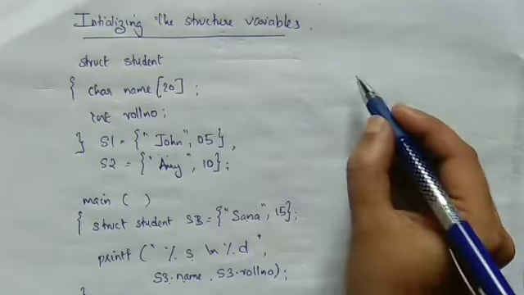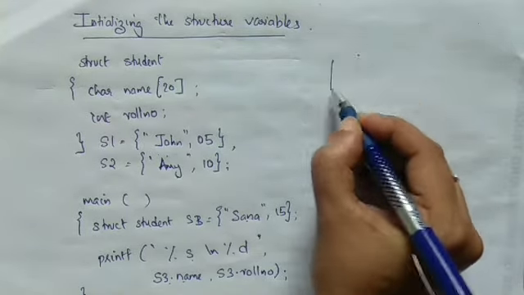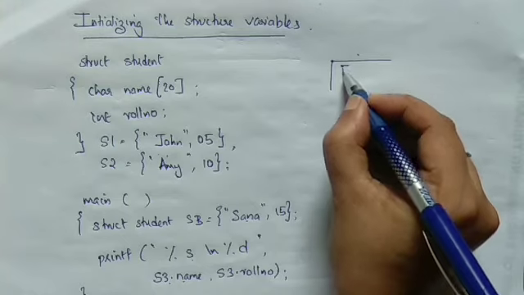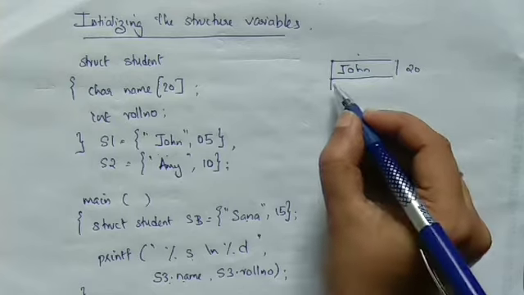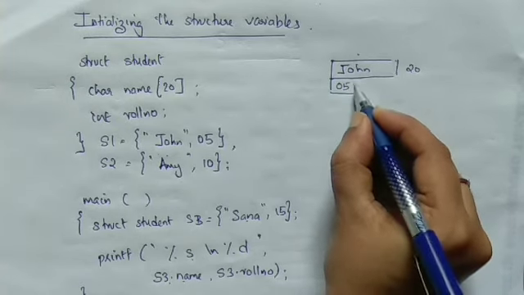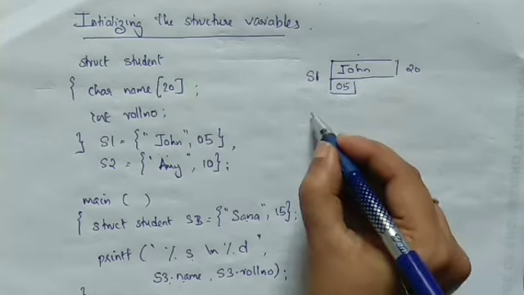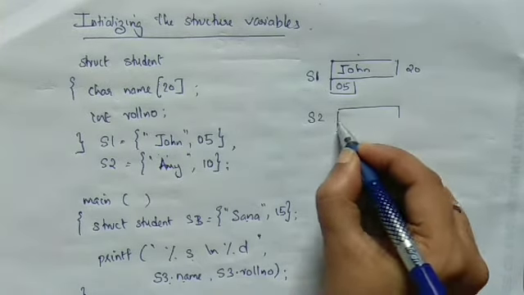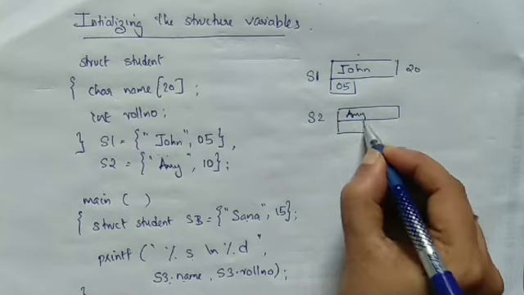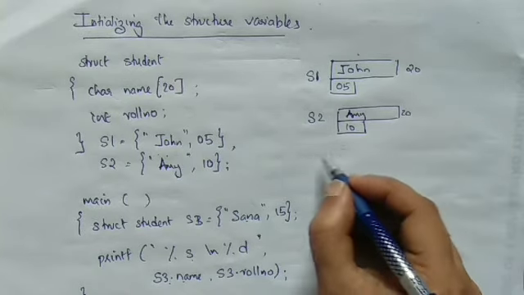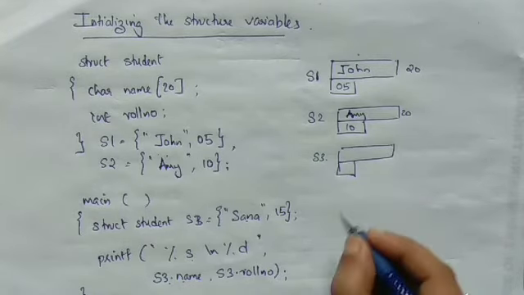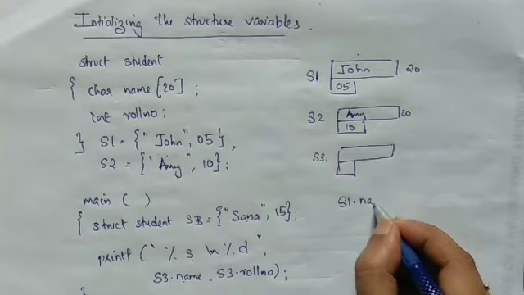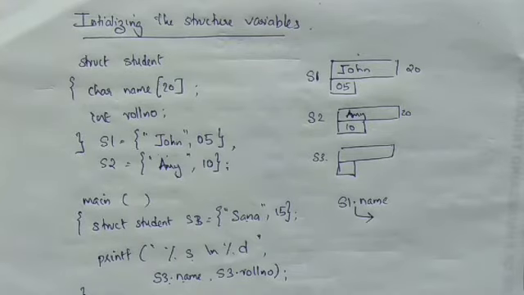How is the memory allocation over here? We will look. For S1, name will be stored as John, 20 spaces allocated, and roll number 5, 2 bytes. This is for S1. Similarly, for S2 you will have name and roll number. Similarly, S3. You use the dot operator for accessing. This is called the dot operator, for accessing the members inside the structure.